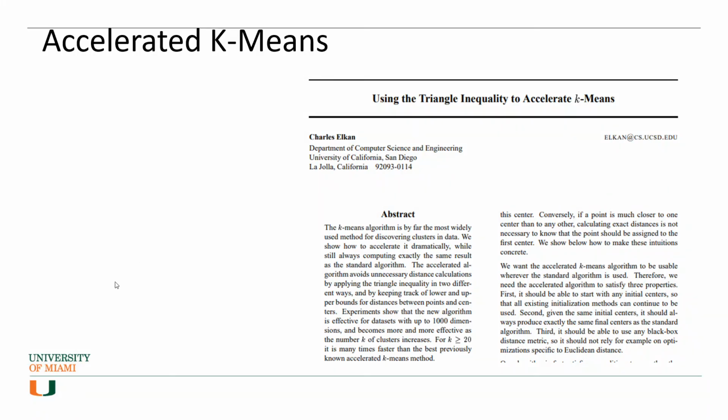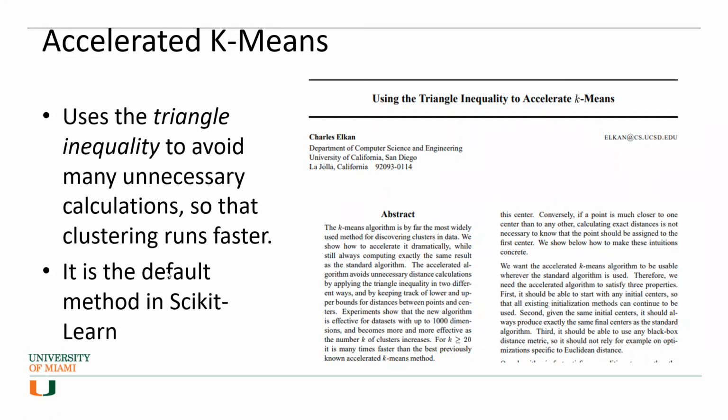And then there is another enhancement, which is called accelerated k-means, that uses the triangle inequality to avoid many unnecessary calculations so that the clustering runs faster. Okay, so it is, again, the default method in scikit-learn. The details are beyond the scope of these videos. I'm not going to go into them.